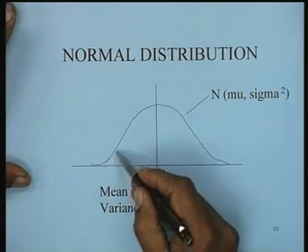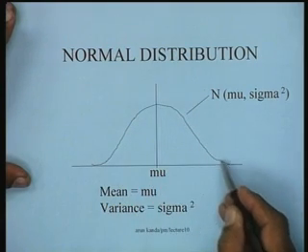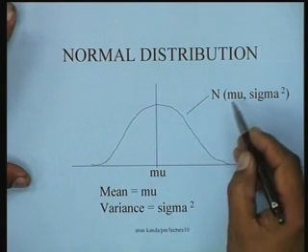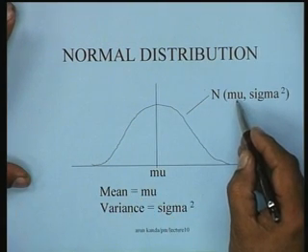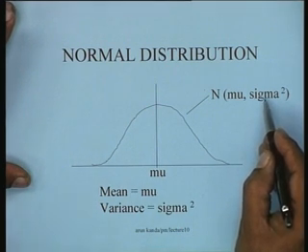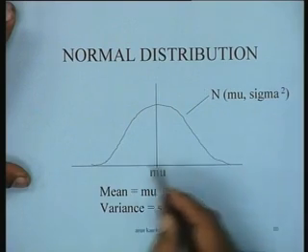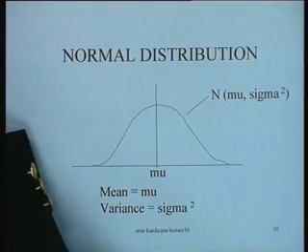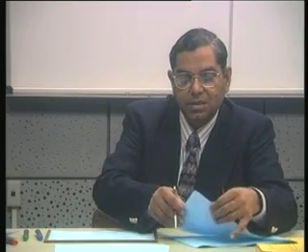Then we can talk about a normal distribution. You are all familiar with the normal distribution. Normal distribution is a bell-shaped symmetric distribution which looks something like this. It is characterized by 2 parameters, the mu, which is the mean of the distribution, and the sigma square, which is the variance of the distribution. And this particular distribution in fact is one of the most popular distributions in statistics.